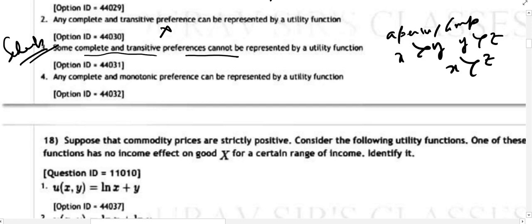So in some cases it is. This is actually strictly preferred to, and it comes like this. Any complete and monotonic preference can be represented. No, again, not all monotonic structures can be represented. So C is the only correct answer.